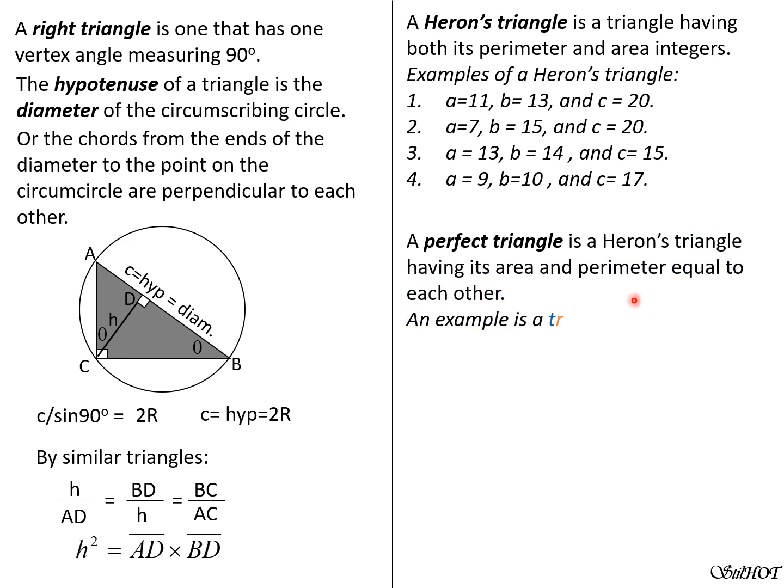While a perfect triangle is a Heron's triangle having its area and perimeter equal to each other. An example of this would be sides 9, 10, 17. You compute the area, a whole number, and the perimeter, which is 9 plus 10, 19, plus 17, 36. The perimeter is 36. The area is also 36 square units. So they are equal. Then it is a perfect triangle.